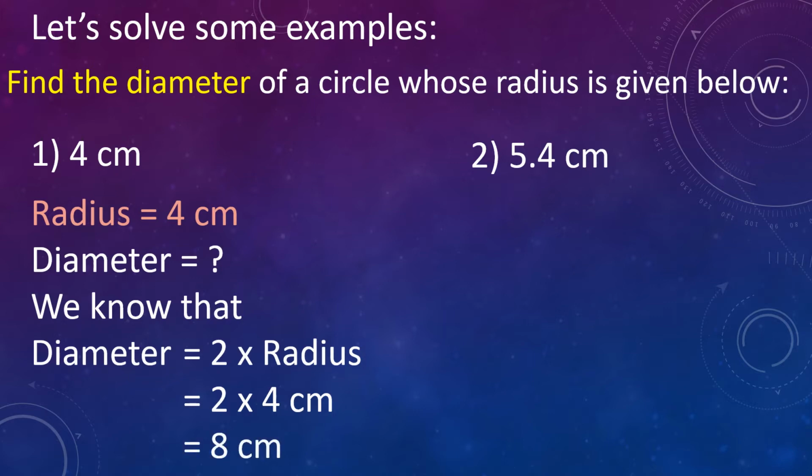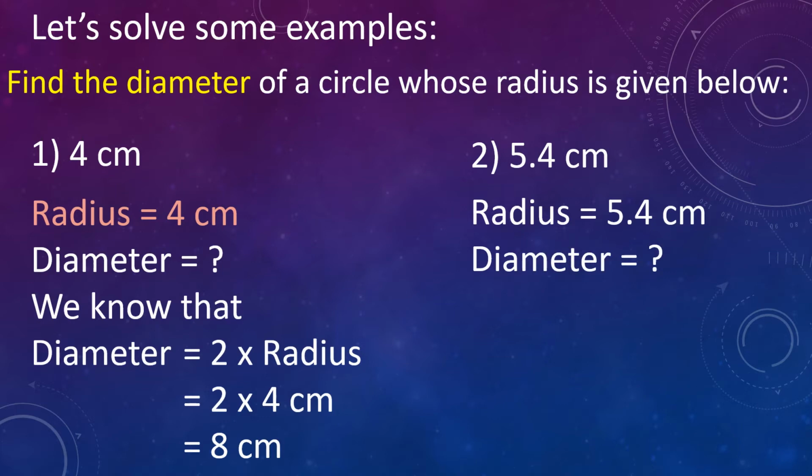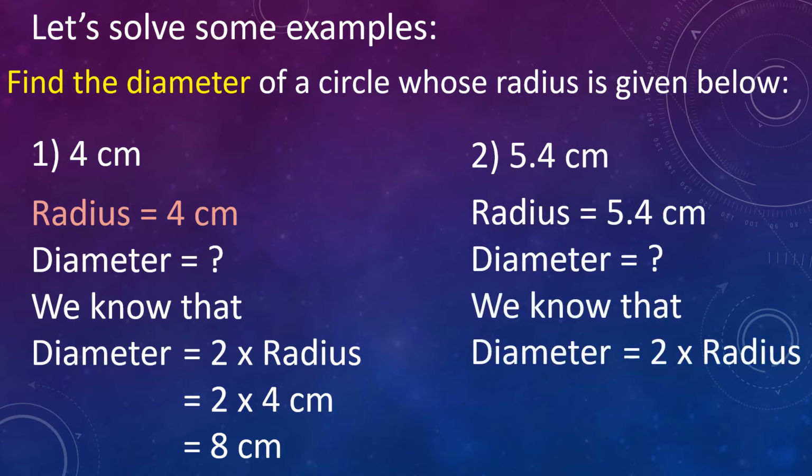Let us solve one more question. Question number 2. 5.4 centimeter. That means radius is equal to 5.4 centimeter. And we have to find out diameter. That means diameter is equal to question mark. We know that diameter is equal to 2 multiplied by radius. Put the value 2 multiplied by 5.4 centimeter. Do the multiplication. So diameter is equal to 10.8 centimeter.